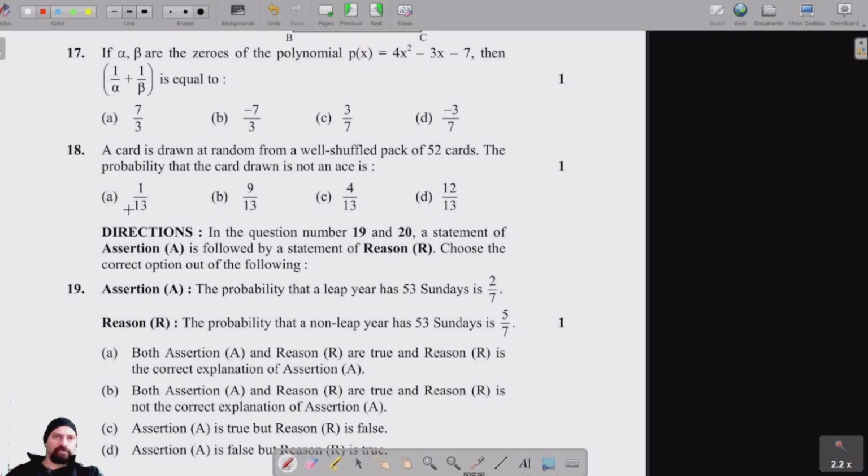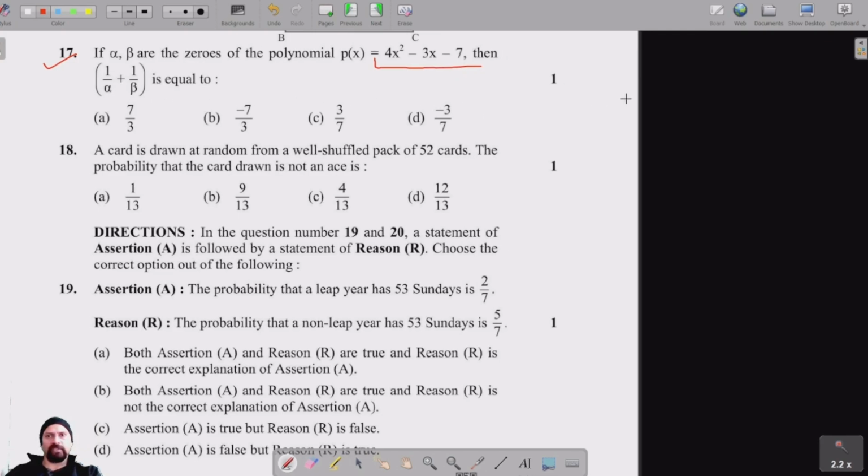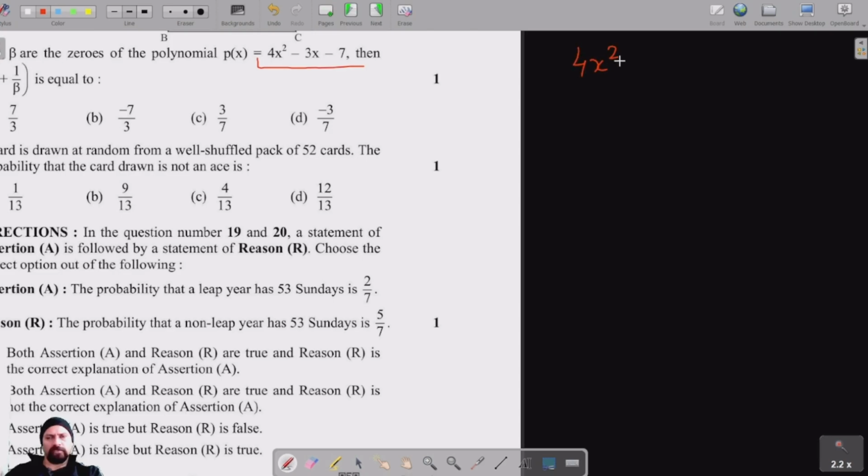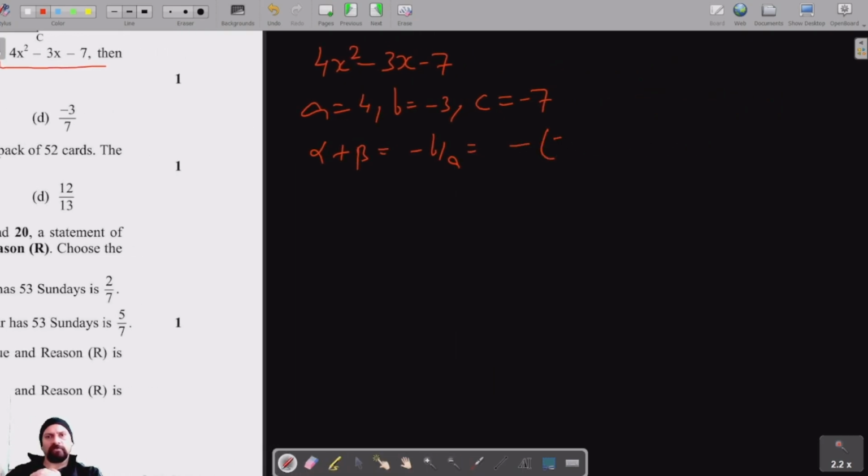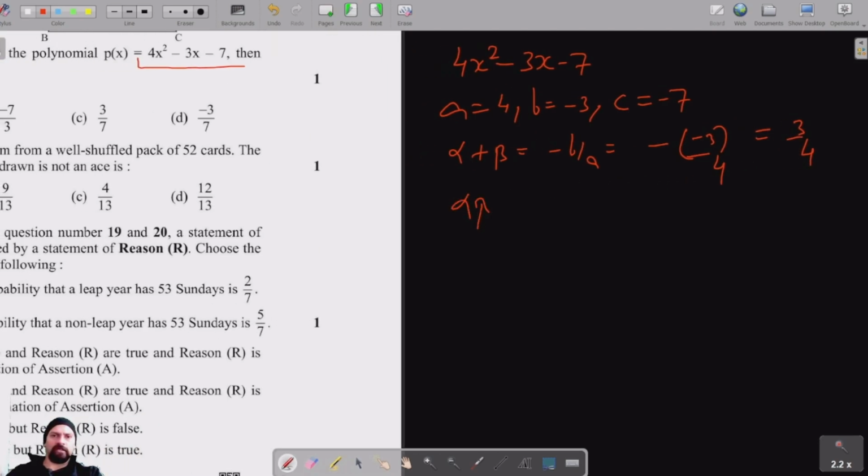Okay, for question number 17, it's given that alpha and beta are the zeros of the polynomial, and we have to find the value of 1 upon alpha plus 1 upon beta. So let's write down the given polynomial. It's 4x squared minus 3x minus 7. So a is 4, b is negative 3, and c is negative 7, which gives us alpha plus beta is minus b by a, so minus of minus 3 by 4, which is equal to 3 by 4, and alpha beta, the product of the zeros, is c by a, which is minus 7 by 4.